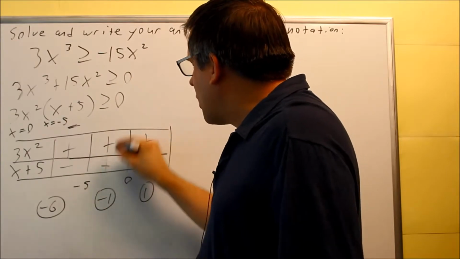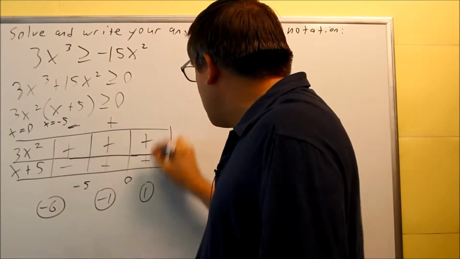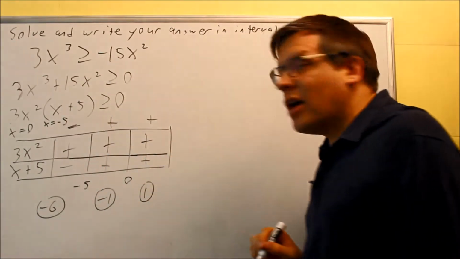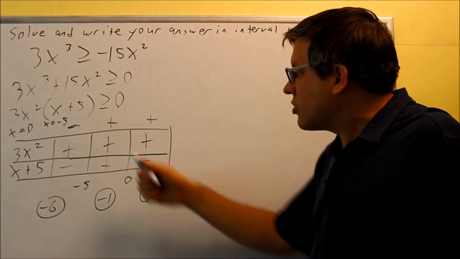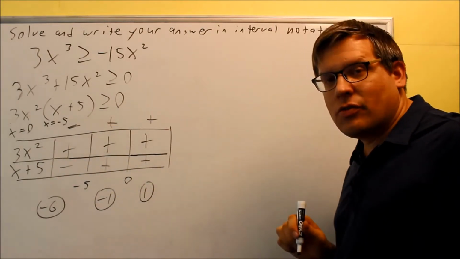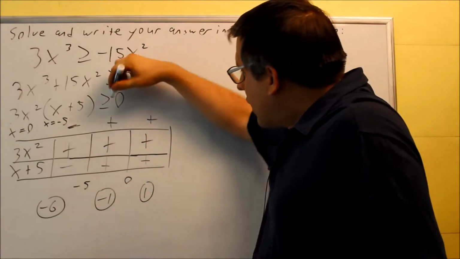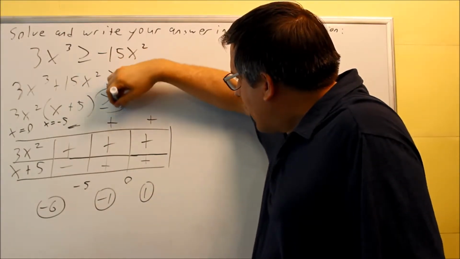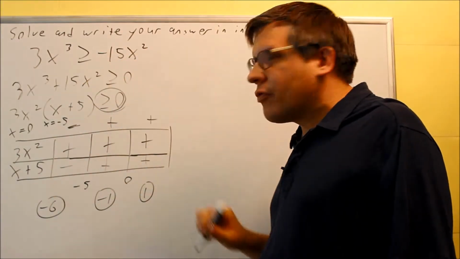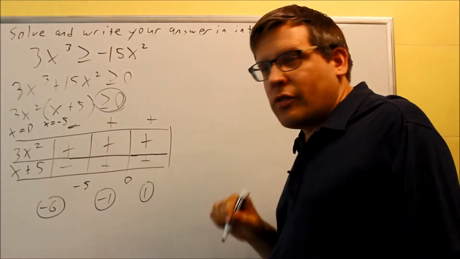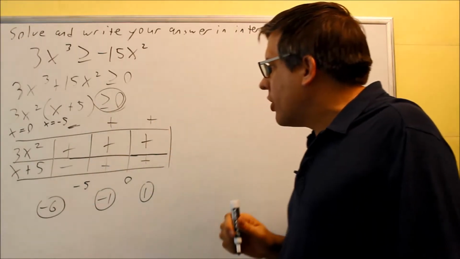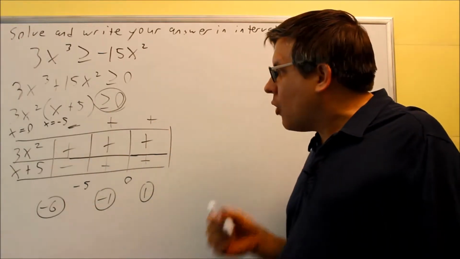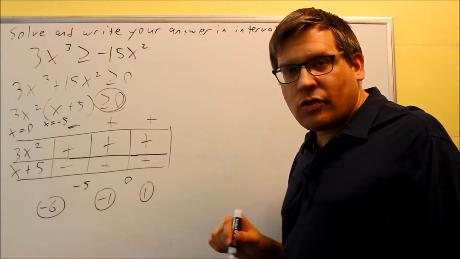This one I multiply these together, I get plus. Multiply these together, I get plus. So my final sign configuration: negative, positive, positive. I look at this, and this here on the end is going to tell me whether I look for positive numbers or negative numbers. I'm looking for numbers that are greater than 0. So if we think about what numbers are greater than 0, those are positive numbers.